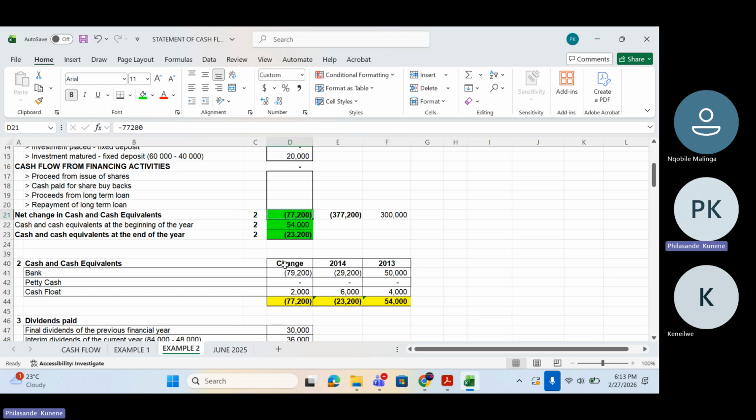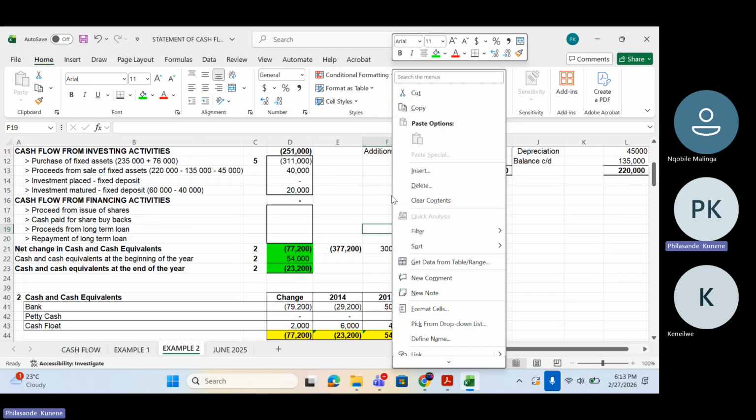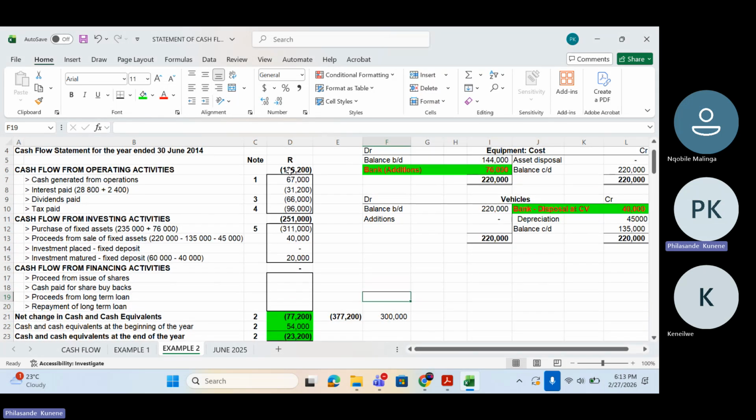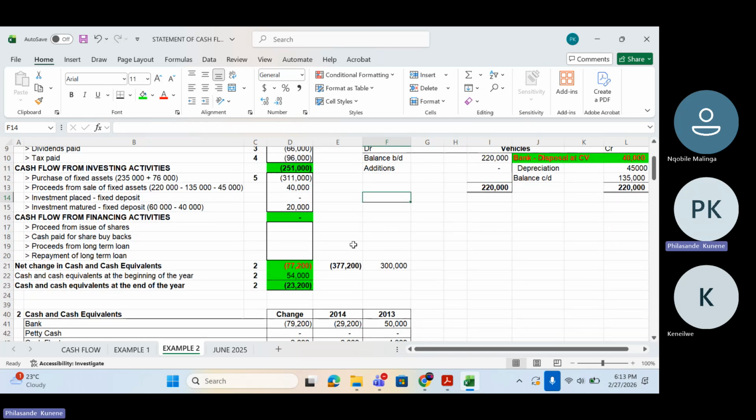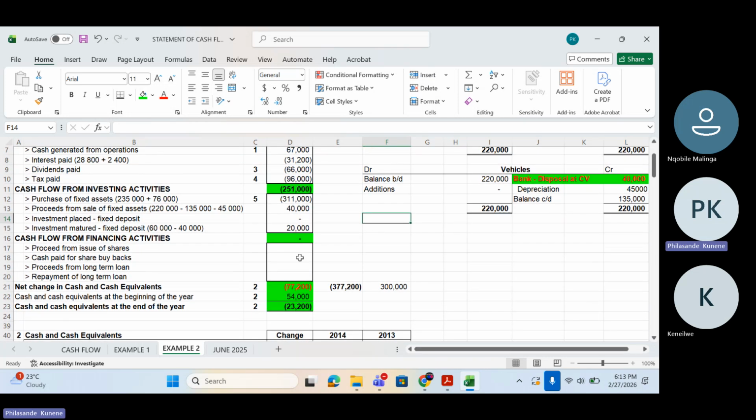So we know that we transfer this information and then we take it to the section of our cash flow statement. Now I know very well that if I take my cash flow from operating activities plus cash flow from investing activities plus cash flow from financing activities, I need to get the 77,200 that you can see there. But we have not yet done the cash flow from financing activities. Let's go and check that, and then we start working on it.